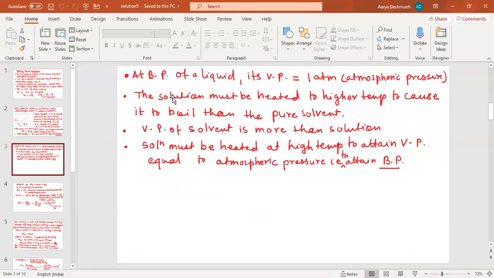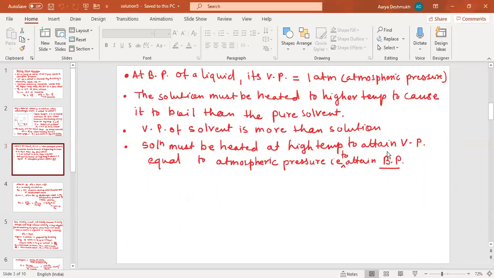When the solute is added into the solvent, the solution is formed, and that should be heated to a higher temperature to cause it to boil. The vapor pressure of the solvent is more than that of the solution. We know this, that the vapor pressure of the solvent in pure form is more than when it is in solution form. So the solution must be heated to a high temperature to attain a vapor pressure equal to the atmospheric pressure. That is to attain the boiling point.